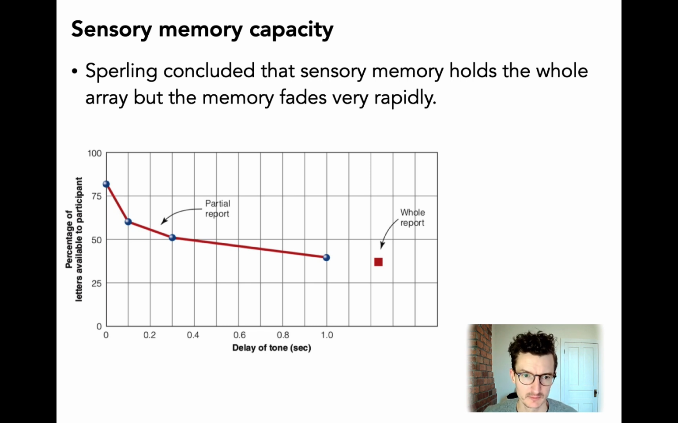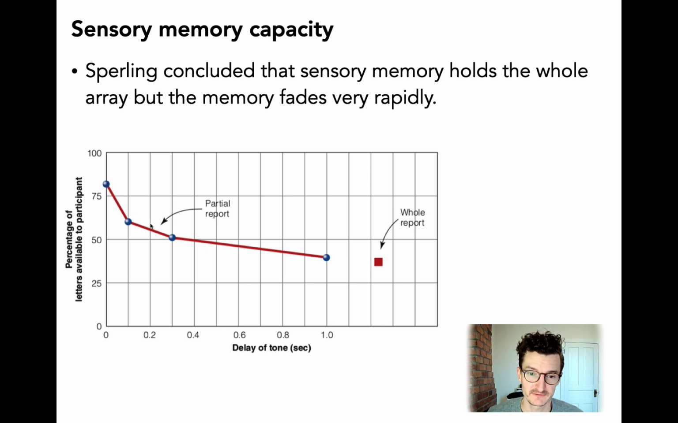And so if we look at Sperling's data, with that whole report task, he found that participants were able to report about four letters from the array, so about 33% of the array. If you look at the partial report task and you simply ask, if you're cued to report row 1, how much of that row can you recall? The answer is a lot. If the tone immediately follows the presentation of the array, and you're cued to report row 1 or row 2 or row 3, you're pretty good at reporting the entire row.